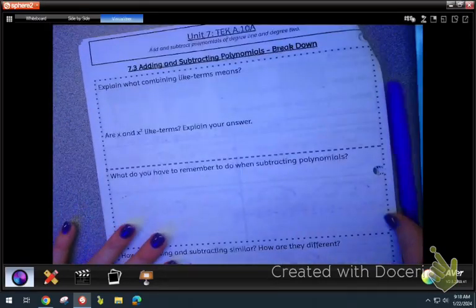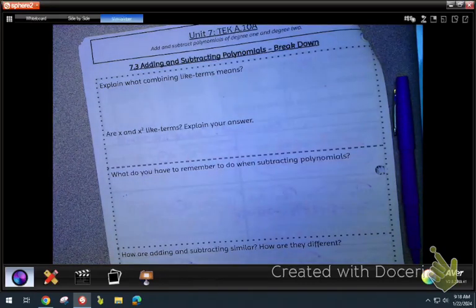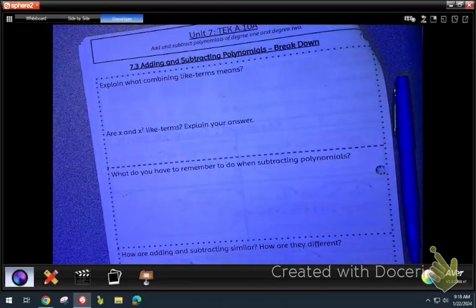Okay, let's flip back over real quick to page 14. This is what we did last class. I'm not going to spend a whole lot of time because I really want to get into the new stuff, but adding and subtracting is what we did last class. It was just combining like terms. So I want you to go through this and answer these just real quick. We don't have to write a novel.